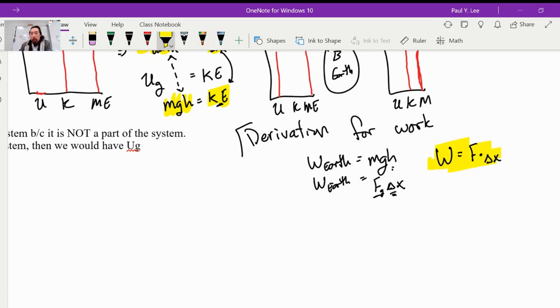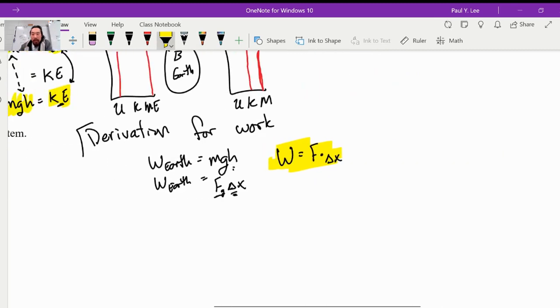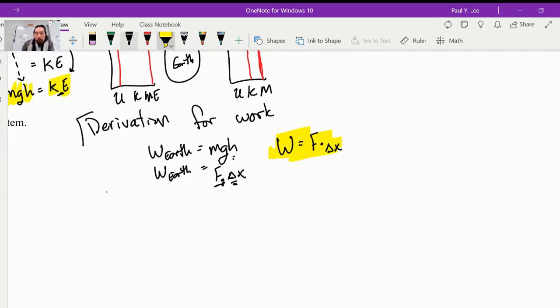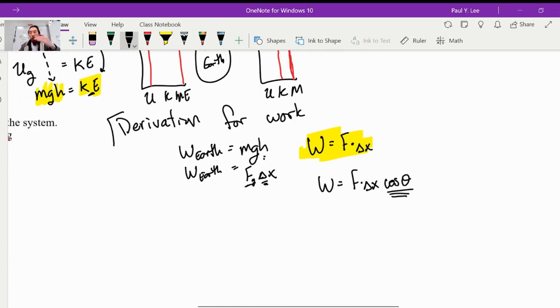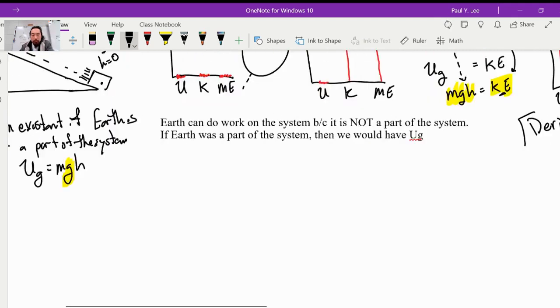Now, this formula has a giant caveat. On the formula sheets, you won't necessarily see it in this fashion. You'll see it written like this: F delta x times the cosine of theta. What I want to do is describe to you what this cosine of theta represents. And this is how we're going to work our way backwards.